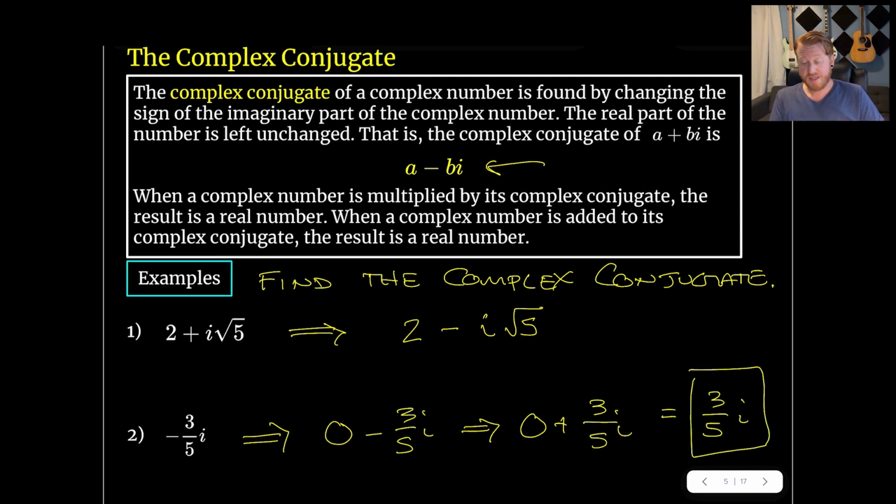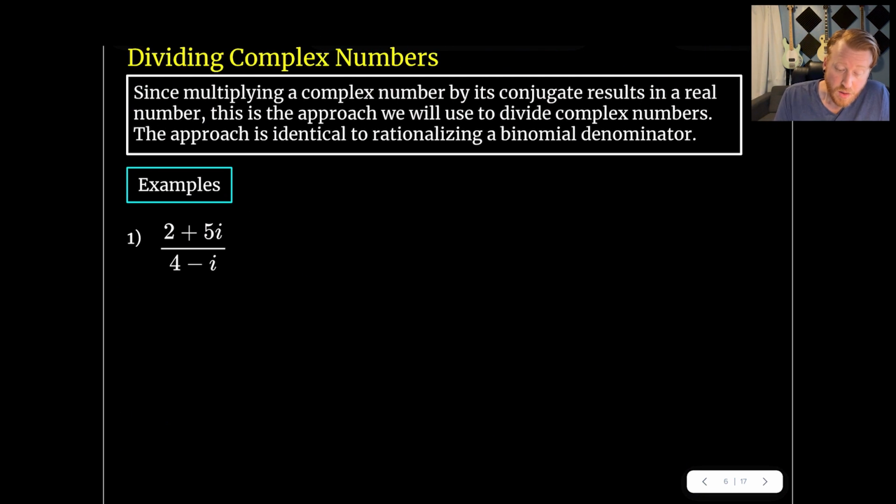So there's the idea of complex conjugates, where we're just switching that middle term from positive to negative or negative to positive, and that will help us accomplish what we want in this next slide, where we will be dividing complex numbers. When we talked about rationalizing denominators, when we were talking about radicals, the idea was to use the conjugate of the denominator in order to rationalize the denominator. So that is what we're going to be doing here. And since multiplying a complex number by its conjugate does result in a real number, that's the approach that we're going to use here. And like I said, this approach is identical to rationalizing a binomial denominator.